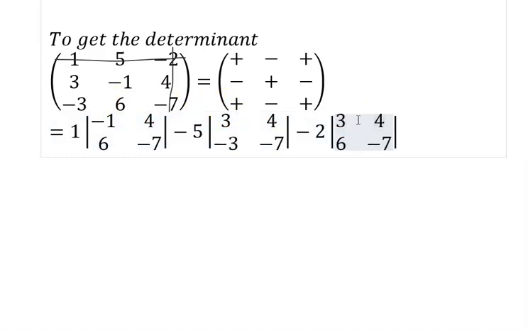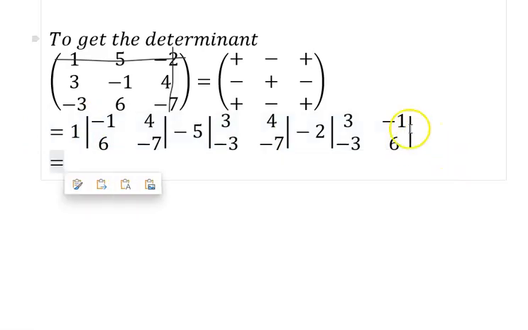3, minus 1, minus 3, 6. Beautiful. So with this now, we can find our determinant. So let's go. So we have 1 outside here. Minus 1 times minus 7 will give us 7.